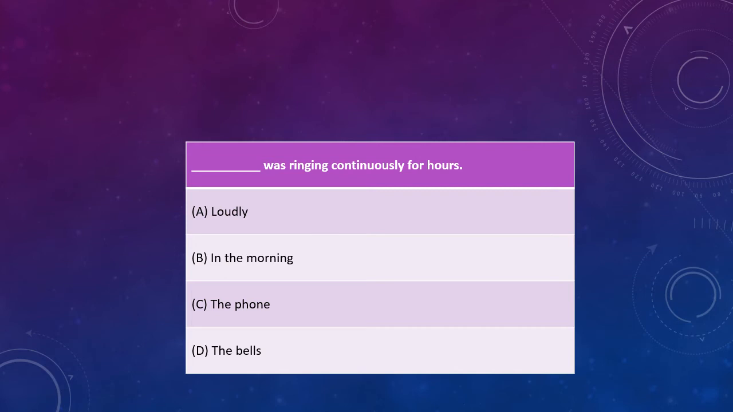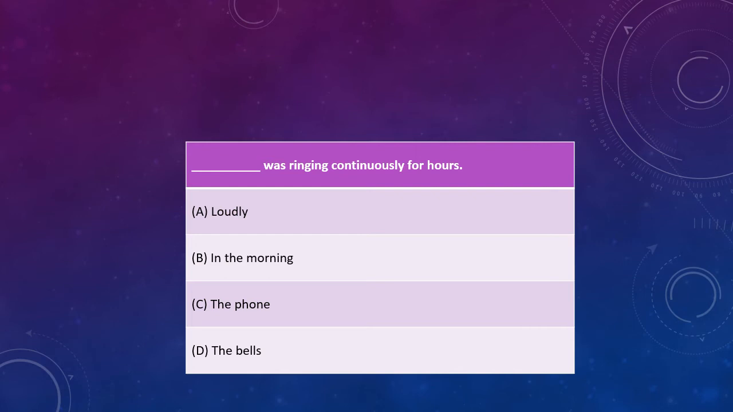Now you know that was ringing is a verb, okay, a verb phrase. So the sentence already has a verb, but it doesn't have a subject. So you need to find a subject for the sentence. Which one is the best answer? Which is a subject for the sentence?